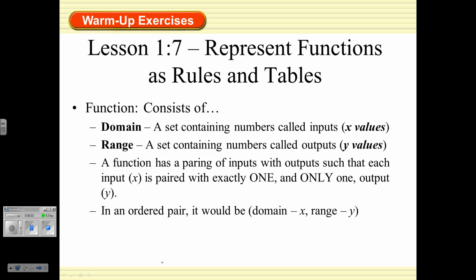All right, let's begin lesson 1-7. This is representing functions as rules and tables. And we'll talk a little bit about that messy title. But let's first of all talk about what a function is.